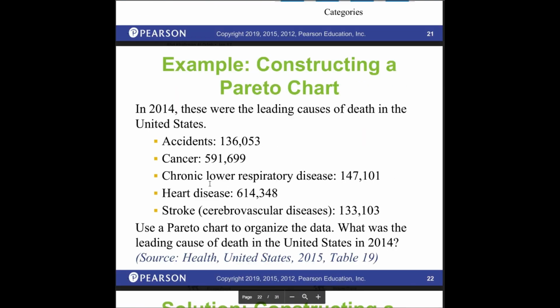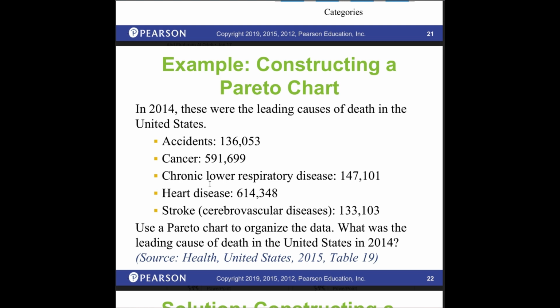So an example would be the leading causes of death in the United States in 2014, where accidents are 136,053, cancer being 591,699, chronic lower respiratory disease 147,101, heart disease being 614,348, and stroke, which would be 133,103. And then we have to use a Pareto chart to organize the data.